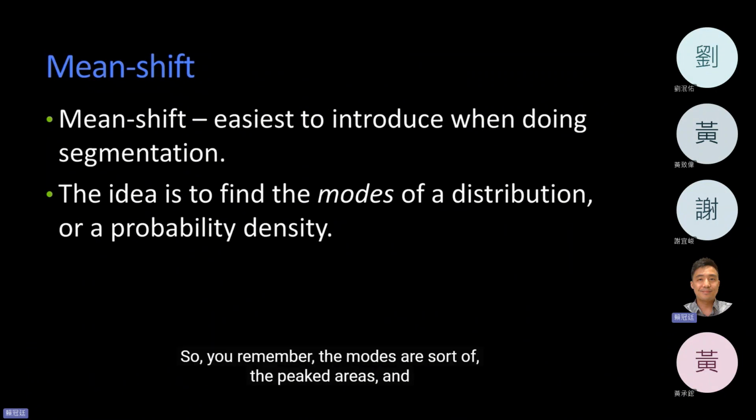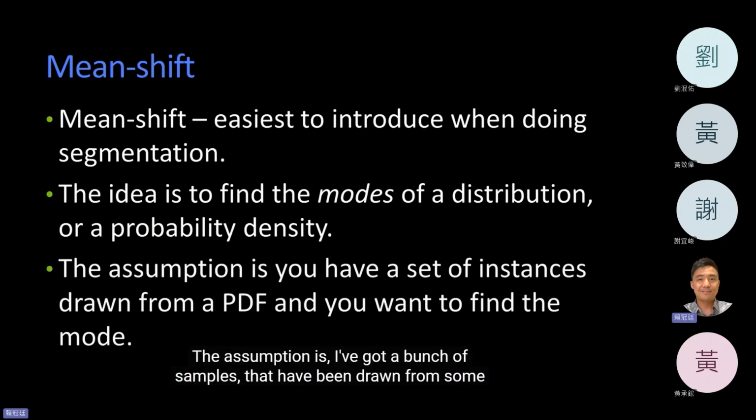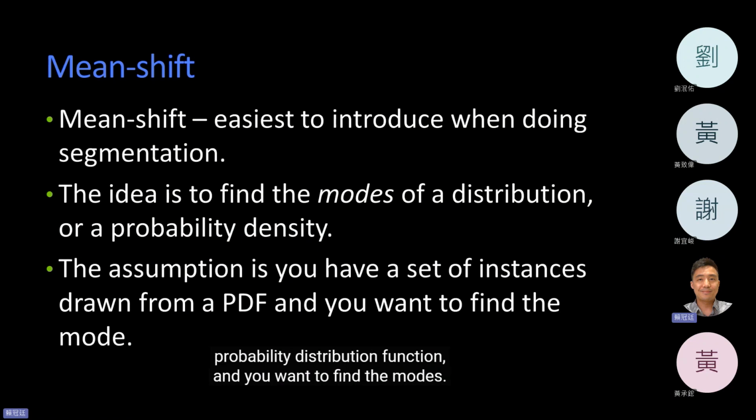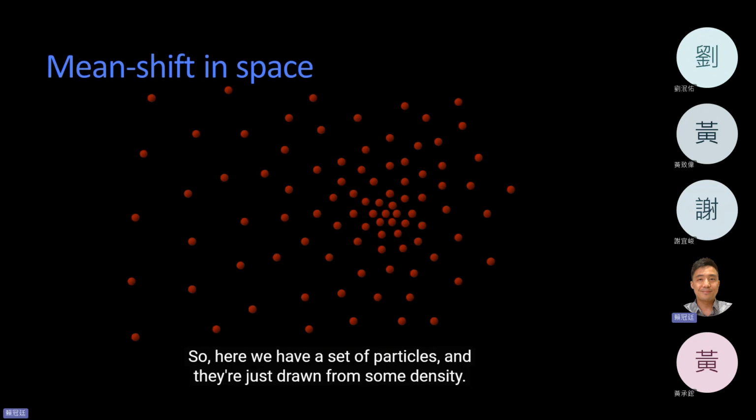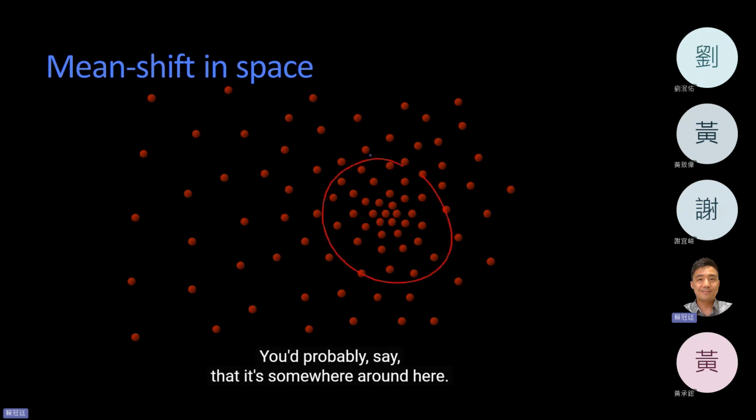Remember, the modes are sort of the peaked areas. Here's the basic underlying assumption: I've got a bunch of samples that have been drawn from some probability distribution function, and you want to find the modes. There are a couple of beautiful examples out there on the web. Here we have a set of particles drawn from some density. If I were to ask you where the mode is, you'd probably say somewhere around here. The goal is for the system to find that on its own.